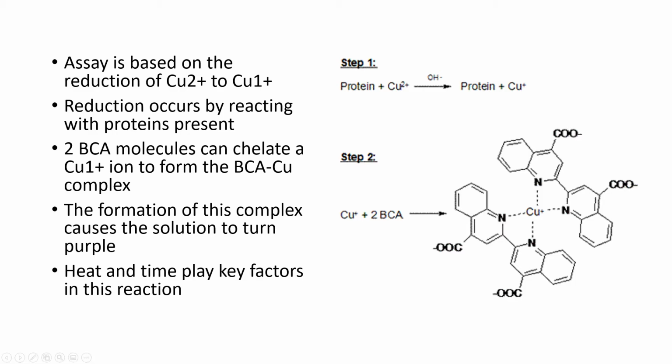So this is one of these experiments where both heat and time can play key factors in this reaction. If we let this reaction sit at room temperature, it will slowly turn purple. But we don't really have the time for that, so we can also heat up the reaction and cause it to quickly turn purple to generate a really quick result of how much beta-gal we're working with.